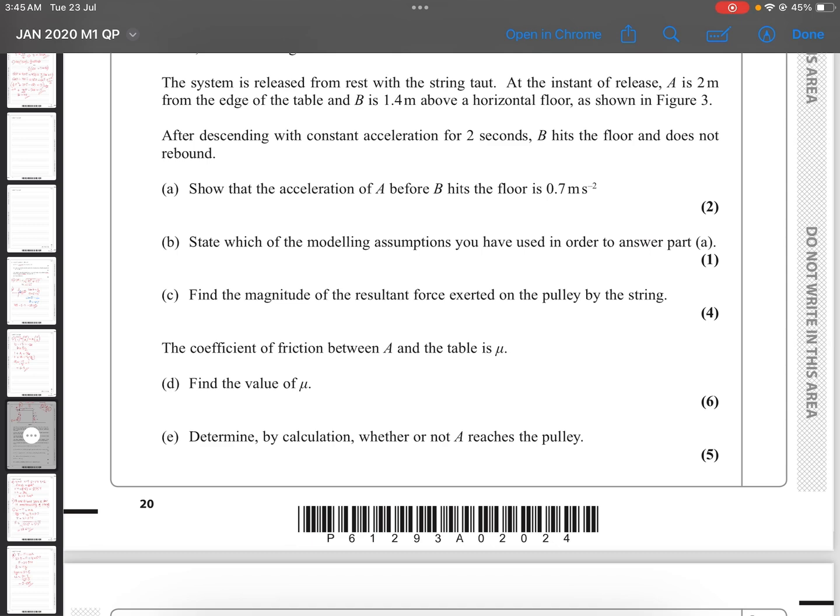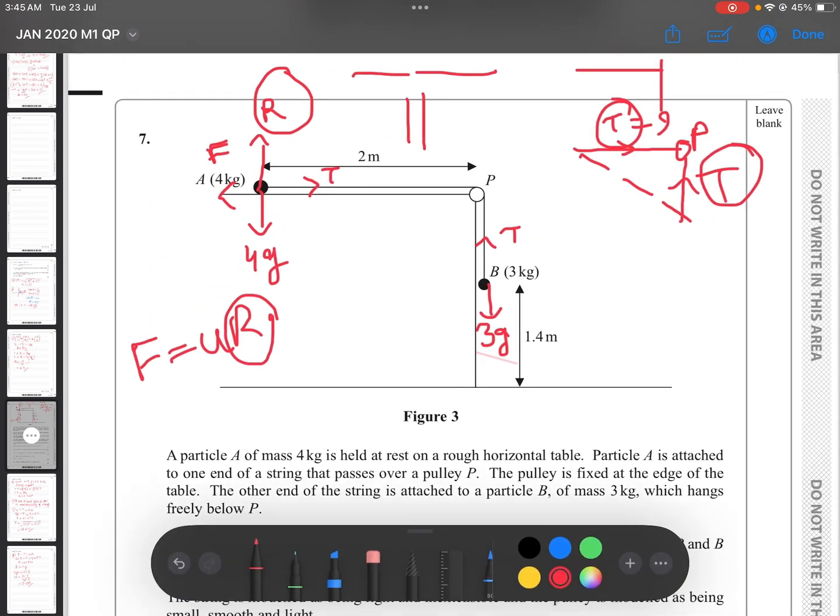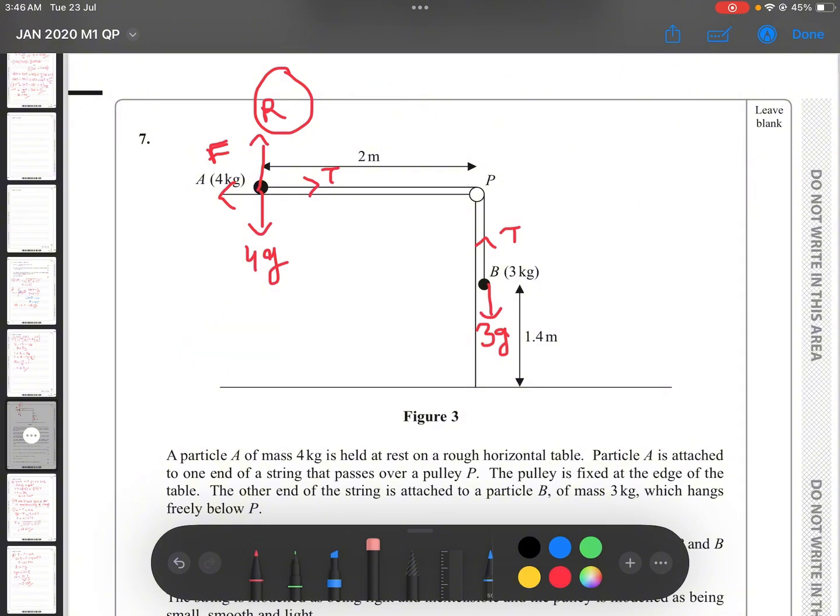Determine by calculation whether or not A reaches the pulley. Remember, this is another common question that always comes related to pulleys. Okay, I'll remove all this stuff. Remember that as B falls down 1.4 meter, the same distance will be traveled by A as well. So A is also going to travel 1.4 meter, but there is a difference.